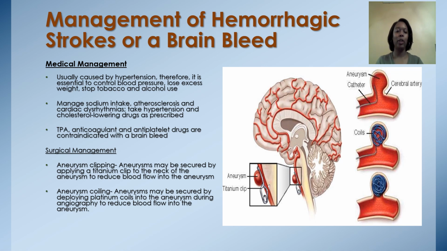Surgical management includes aneurysm clipping, and to my right you can see a picture of that titanium clip that is placed on the aneurysm, as well as an aneurysm coil. There is also a picture to the right that shows a coil that prevents the blood flow into that cavity in the artery from the weakening of the wall, preventing the rupture of that artery.